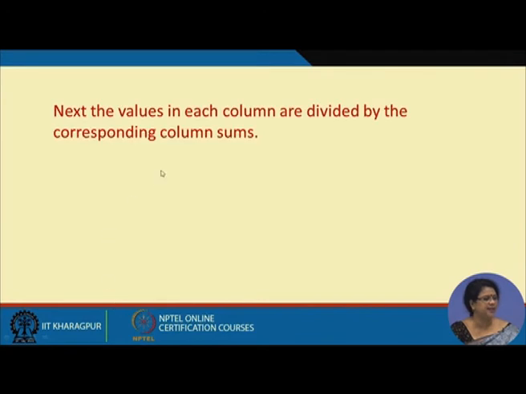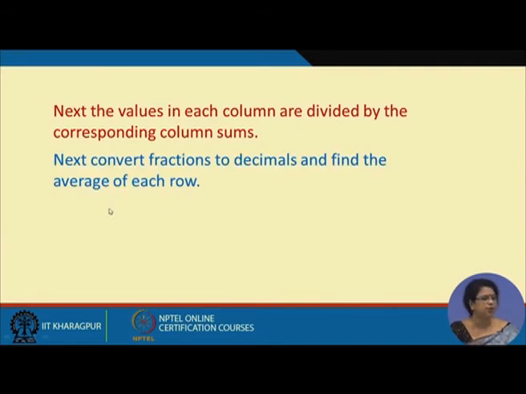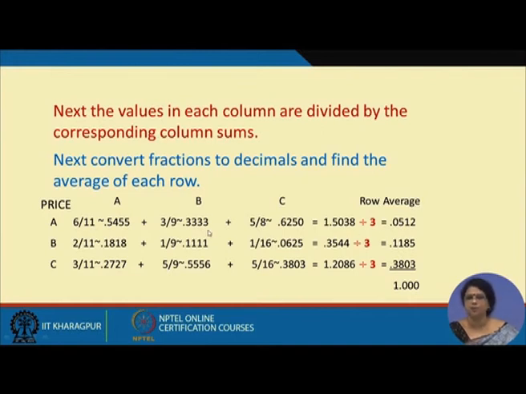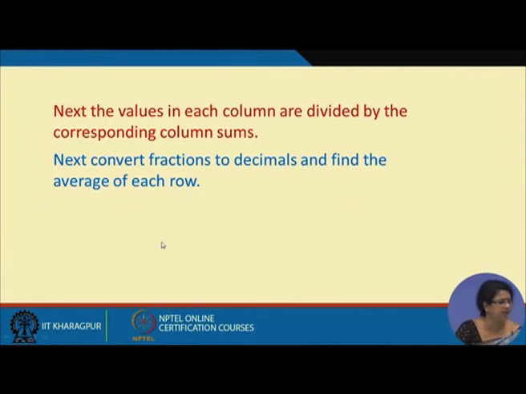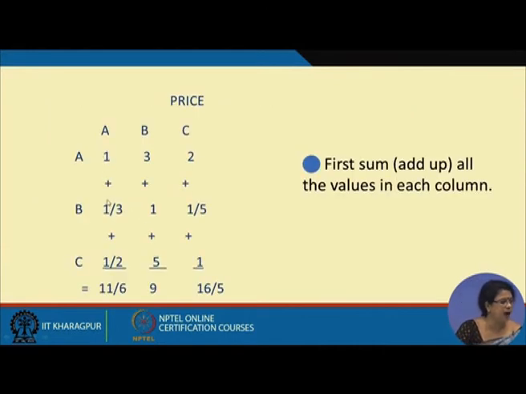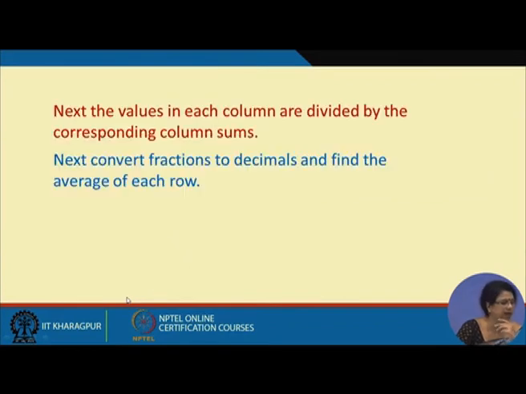Next, the values in each column are divided by the corresponding column sum. After doing that, we take the row average of the corresponding rows and we get the priority vector. Let me show you how exactly we have done it. You see the previous table: 1 divided by 11 by 6 becomes 6 by 11. 1 by 3 divided by 11 by 6 becomes 2 by 11. 1 by 2 divided by 11 by 6 becomes 3 by 11.